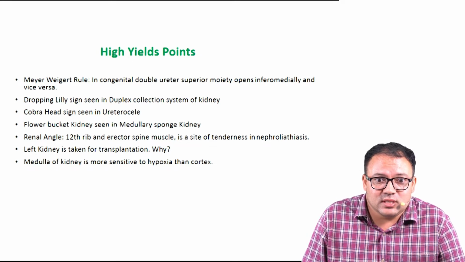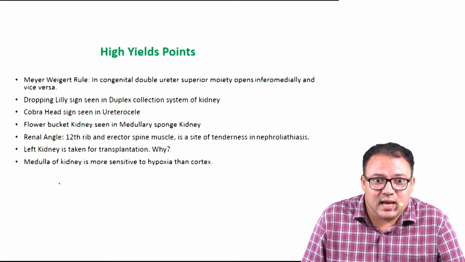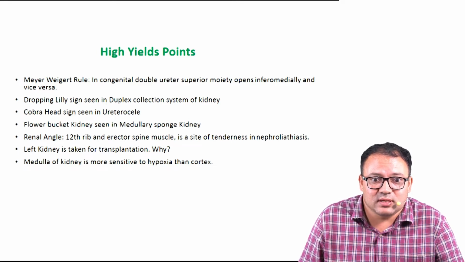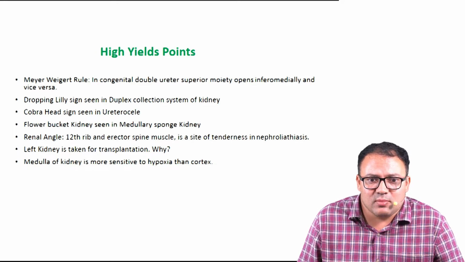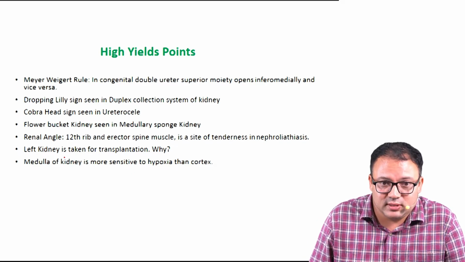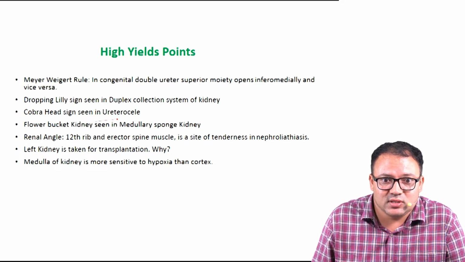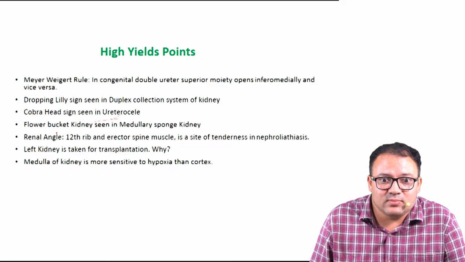Another golden point is the drooping lily sign or water lily sign. Drooping lily sign is seen in duplex collecting system of the kidney. Another question most commonly asked in many entrance exams, including India, Nepal, and other countries: cobra head sign is seen in ureterocele. Flower bucket kidney, one of the most important points, is medullary sponge kidney. This is also asked in many countries, in many medical entrance examinations.